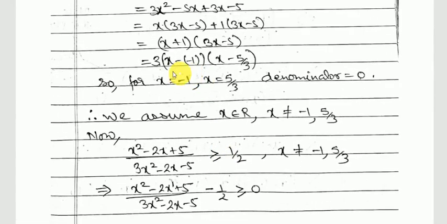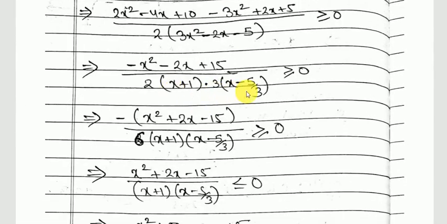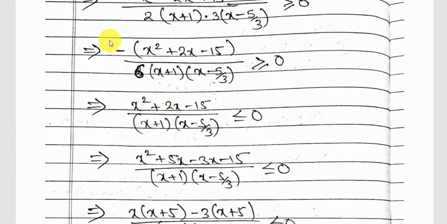Okay, you had done over here, so simply write that. So you get this. Okay, and here you take out minus common, so you get minus x square plus 2x minus 15. Down you get 6 times (x plus 1)(x minus 5/3). Now what you can do is, here you have got minus 1 upon 6. So I can multiply by 6, then this 6 will be removed, the sign will remain the same, and when I multiply by minus on both sides, then this sign will change.